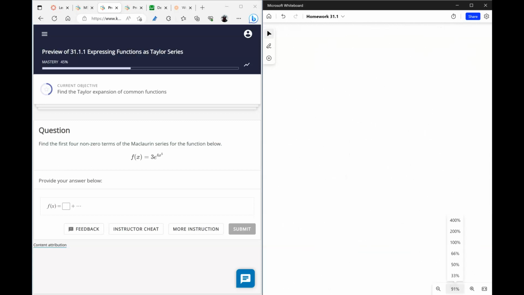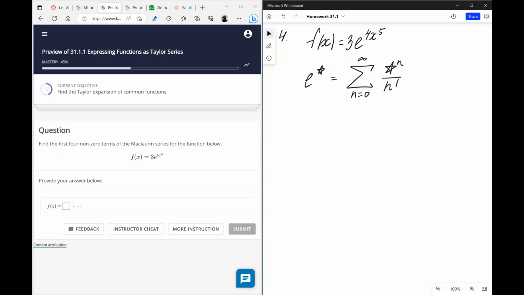Let's do number 4. It will be very similar. This time I'm not even going to try to do the right thing. I'm just going to jump right into this shortcut. If we know we have e to some power, then the Maclaurin series for this function is this. Now if you have a number 3 here, that number 3 will just transfer over here. And now if we set the star to be 4x to the 5, here's what we get. On the left side we get 3 times e to the power 4x to the 5.